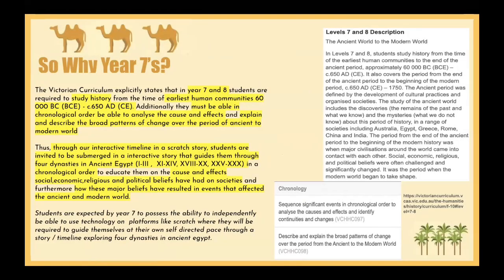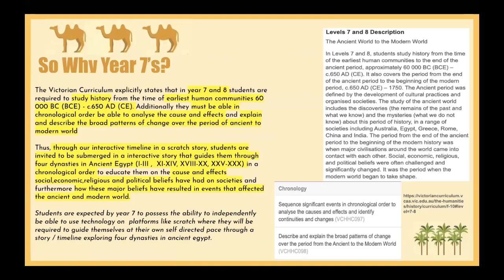So, if you're wondering why we chose Year 7s, we chose Year 7s because we really believe that they will be able to possess the independent ability to use platforms like Scratch to be able to guide themselves at a self-directed pace through our very interactive storyline that explores four dynasties that are required in the Victorian curriculum.